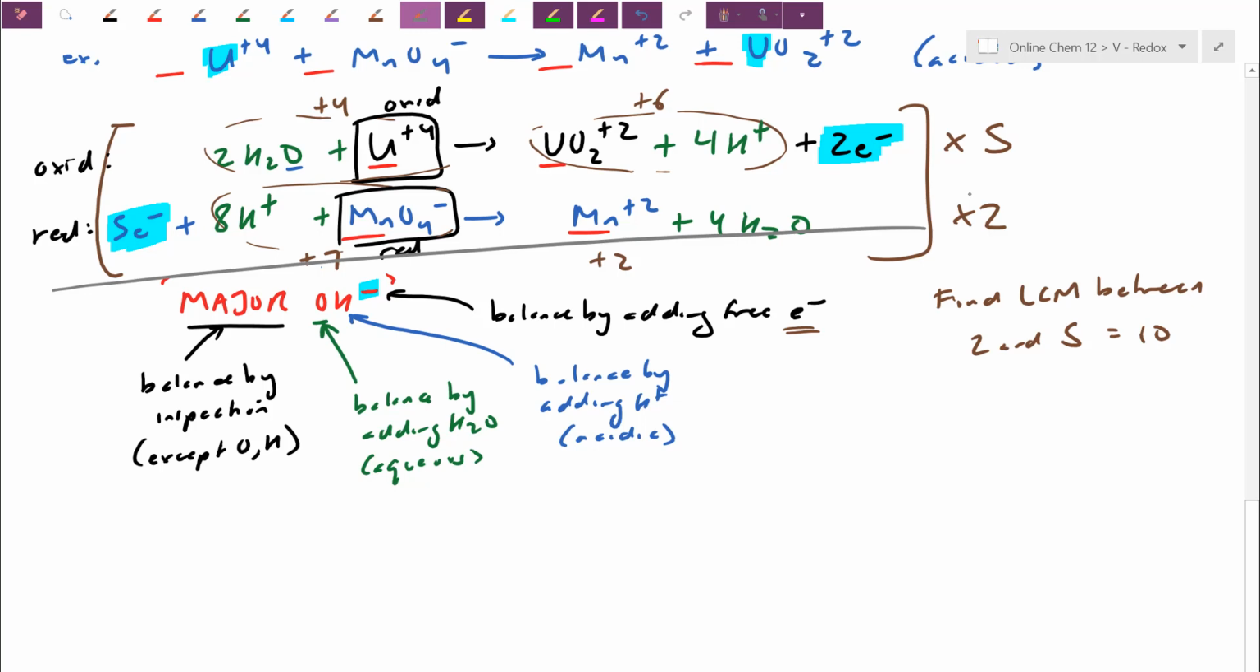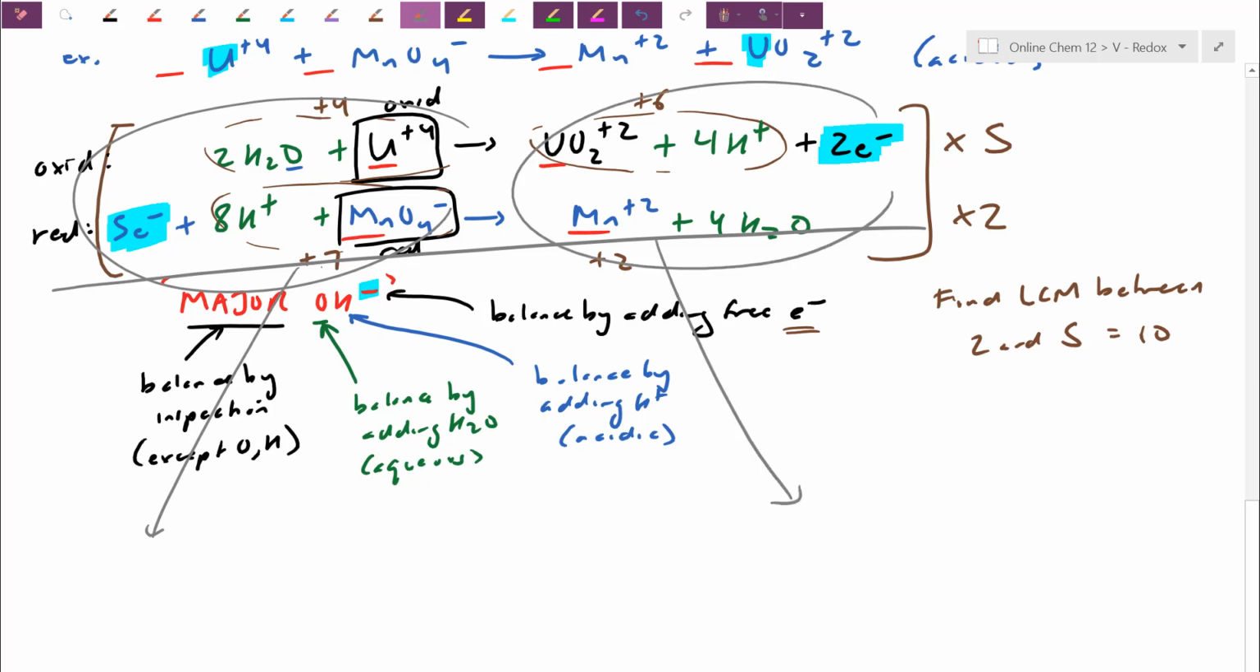We're going to do the multiplications. What you want to imply is all of these guys here on the left, all of them go as reactants. All of these on the right go as products here. I'm going to go through. You can double check my numbers. I'm going to multiply the first equation by 5. So 5 times 2 gives you 10 waters. 5 times U plus 4 is 5 U plus 4.